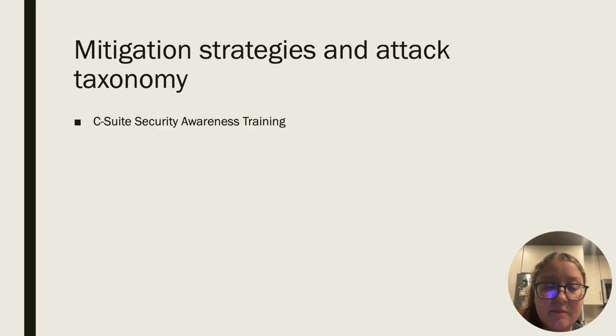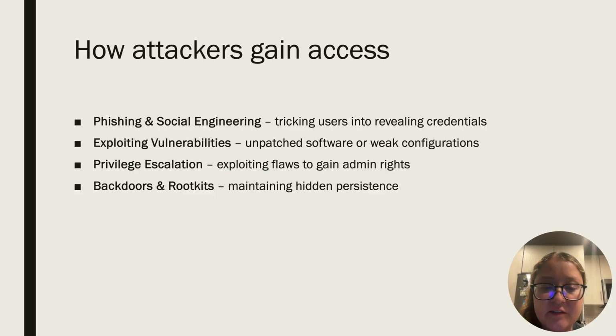Okay, so now let's talk about the mitigation strategies and attack taxonomy. This is going to be for C-suite security awareness training. First, let's talk about how attackers gain access. The first one we have is phishing and social engineering, tricking users into revealing credentials. Next, we have exploiting vulnerabilities, unpatched software or weak configurations. Next, we have privilege escalation, exploiting flaws to gain admin rights. And then we have backdoors and rootkits, maintaining hidden persistence.